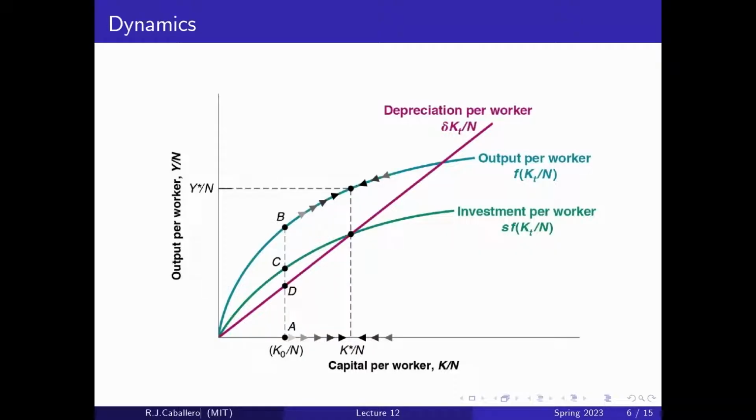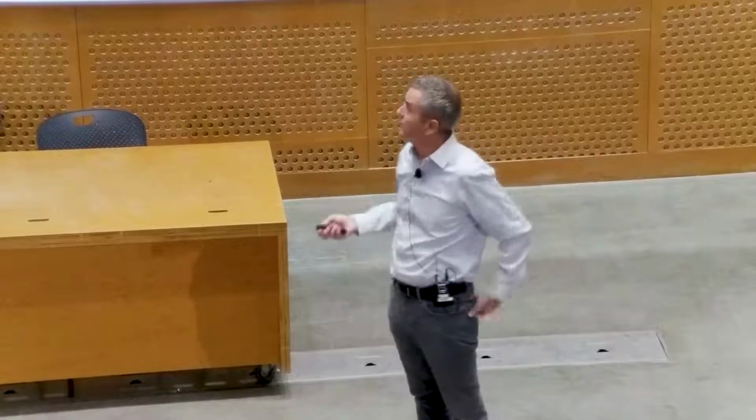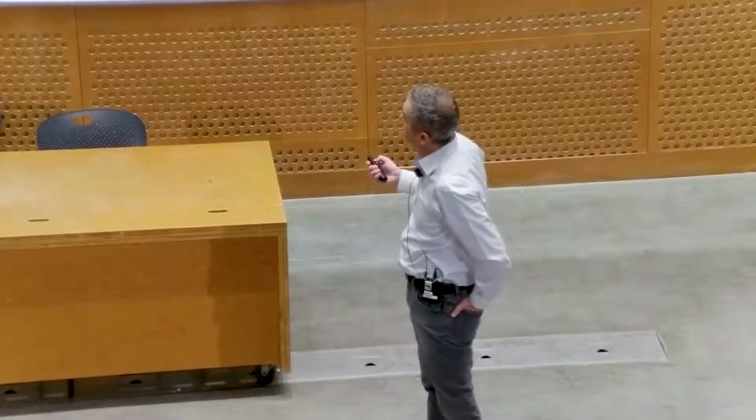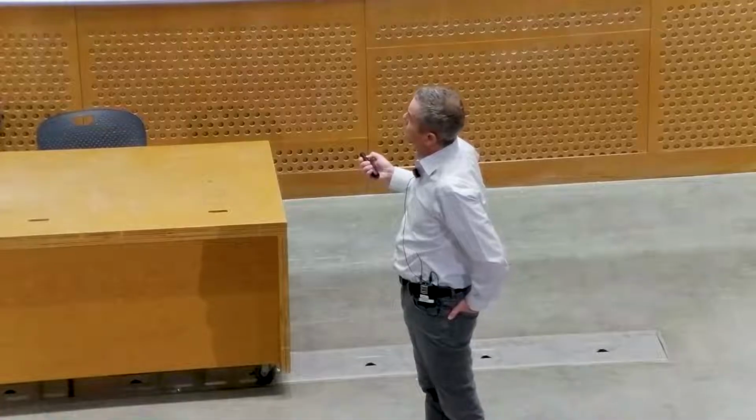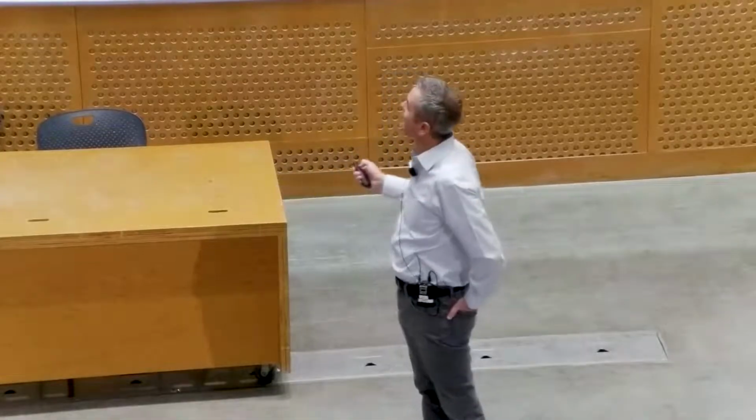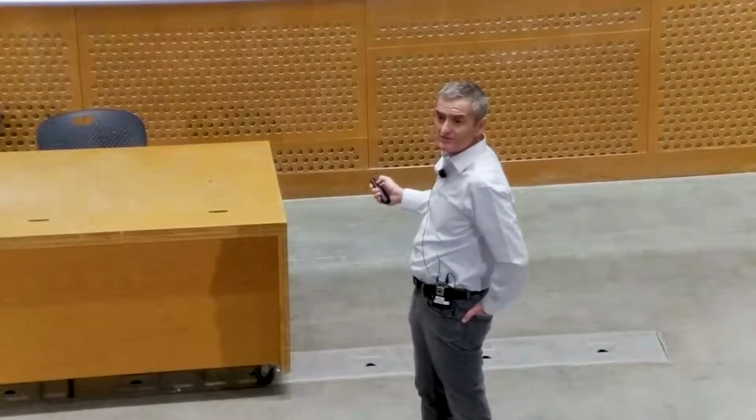Eventually, the investment is entirely used for recovering from the depreciation of capital, so covering the depreciation of capital. And at that point, the capital stock stops growing. We call that a steady state, stationary state. We stop there. Okay? So that's the steady state of this model.